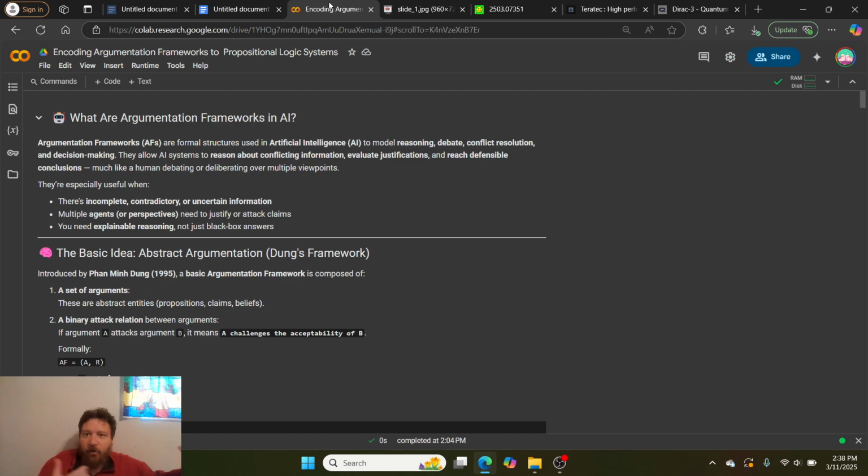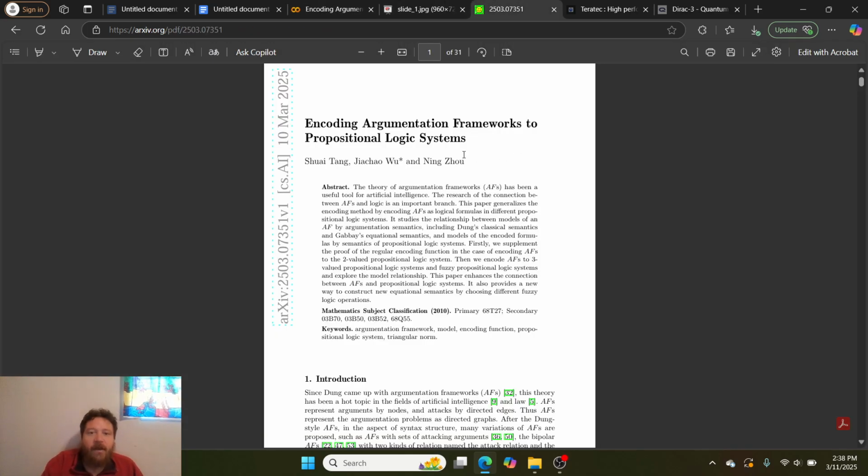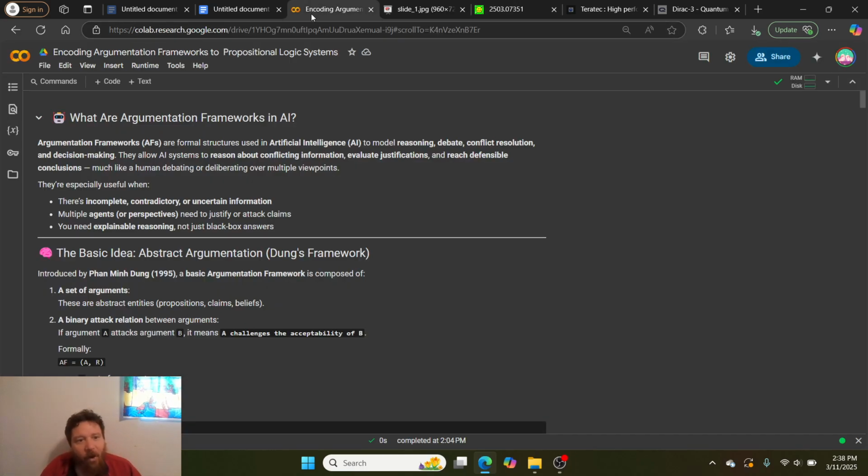And in 2025, this research paper is building on that concept, and that's what we're going to go into formally today. So starting off with that formal introduction, let's talk about argumentation frameworks. Argumentation frameworks are formal structures used in AI to model reasoning, debate, conflict resolution, and decision making. They allow AI systems to reason about conflicting information, evaluate justifications, and reach defensible conclusions, much like a human debating or deliberating over multiple viewpoints.